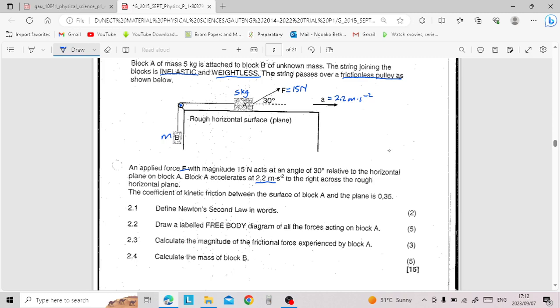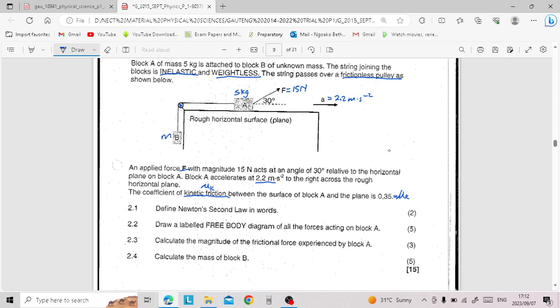Right, the coefficient of kinetic friction. Now we have the coefficient of kinetic friction, which is mu k, between the surface and block A, is 0.35. So this is mu k, meaning the friction is only applying on block A.